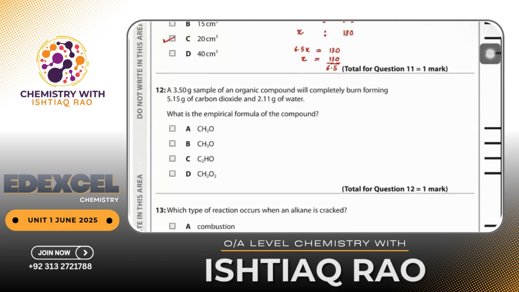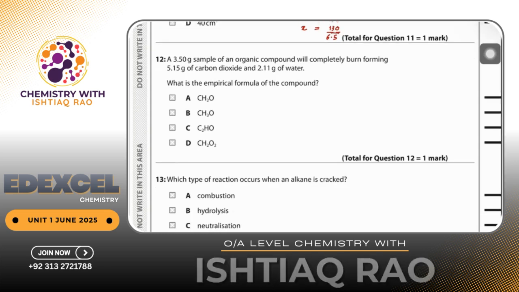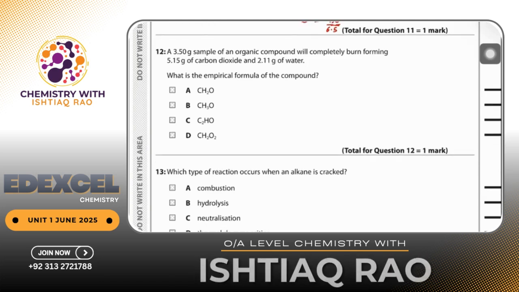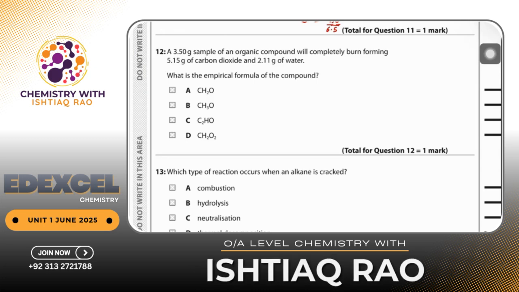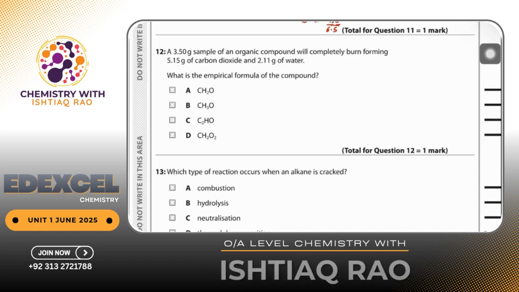This question is also very easy. They are talking about the empirical formula of a compound. Of course, they have given you the mass of carbon dioxide and also the mass of water, right? So what you are supposed to do is find the mass of carbon from the carbon dioxide, find the mass of hydrogen from the water, and then find the mass of oxygen. After finding all the masses, we can find the moles. Then after finding the moles, we can find the simple mole ratio to get the empirical formula.